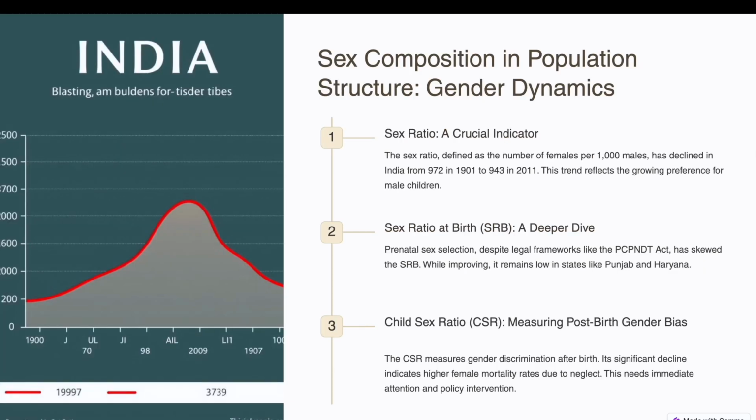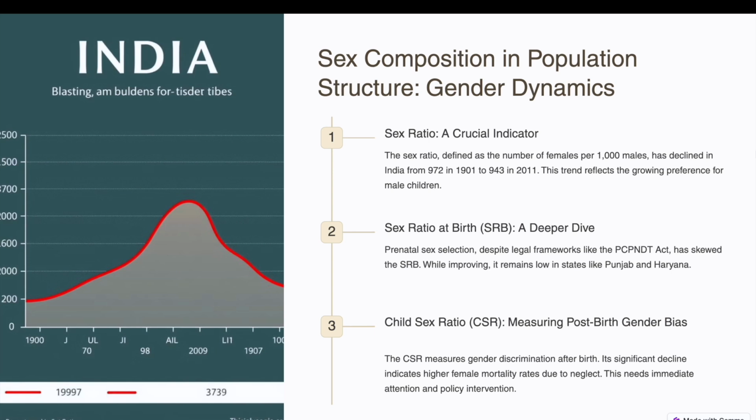Sex ratio, a tool for analyzing population composition. Sex ratio is a fundamental measure used to analyze the composition of a population. It helps understand the balance between males and females. Generally, the sex ratio at birth is about 105.5 males per 100 females. A higher birth rate is associated with a higher sex ratio.